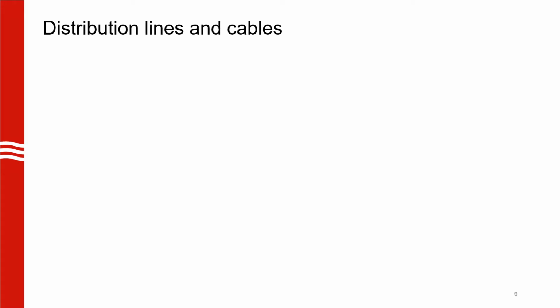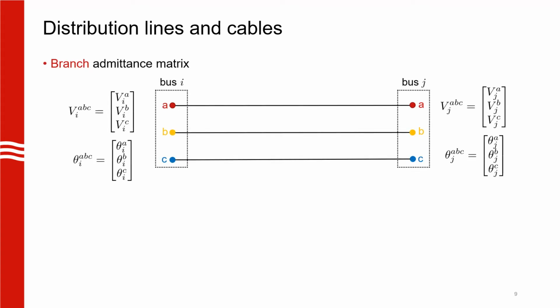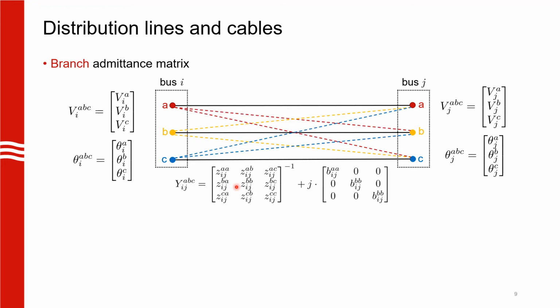I'll start off with distribution lines and cables. So here is an example of a simple two-bus system. As you can see by the variables listed, we use voltage magnitudes and voltage angles, which means we set up the problem in polar coordinates. Now, because we are dealing with a three-phase unbalanced system, we cannot ignore the mutual couplings between the three phases.